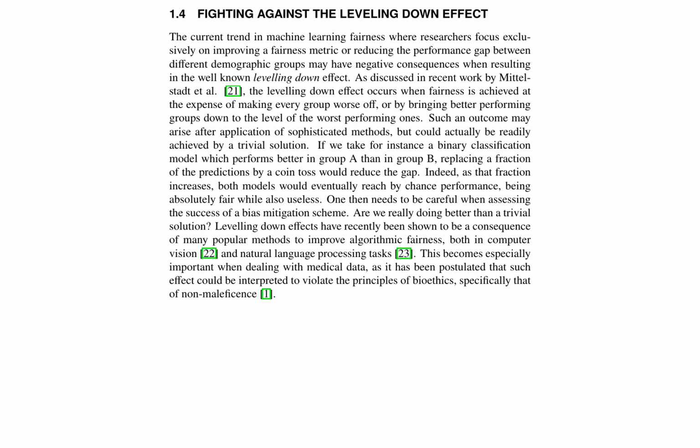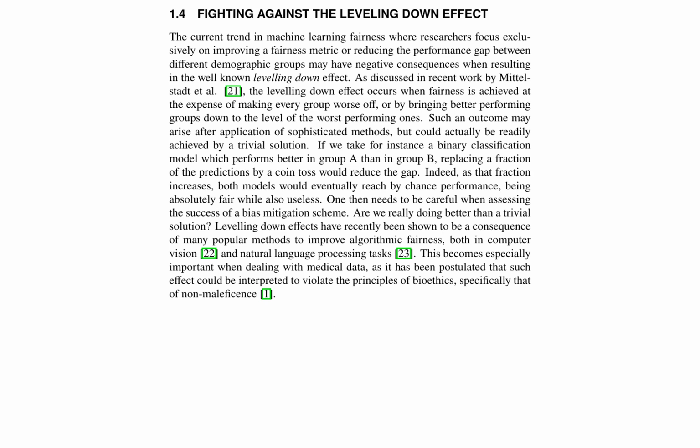The current trend in machine learning fairness focuses on improving a fairness metric or reducing the performance gap between different demographic groups, which may have negative consequences, such as the leveling down effect. This occurs when fairness is achieved at the expense of making every group worse off or by bringing better performing groups down to the level of the worst performing ones. Such an outcome may arise after application of sophisticated methods, but could actually be readily achieved by a trivial solution.